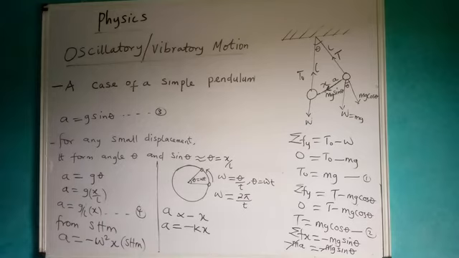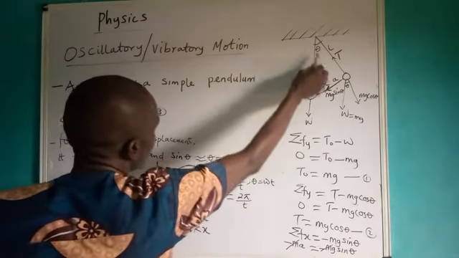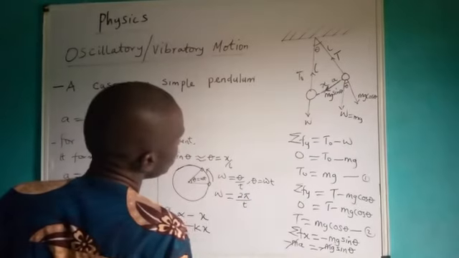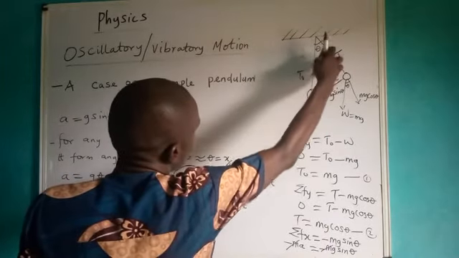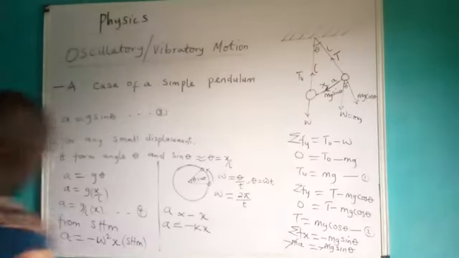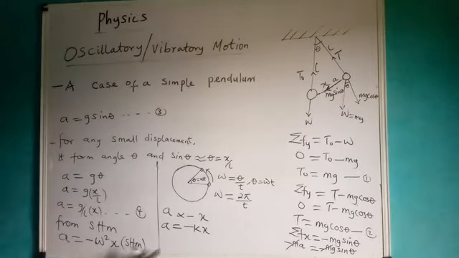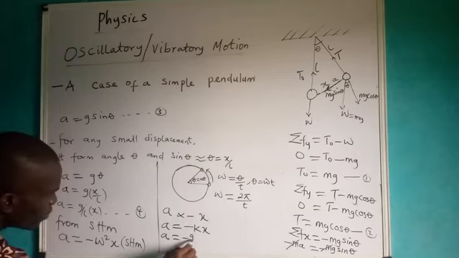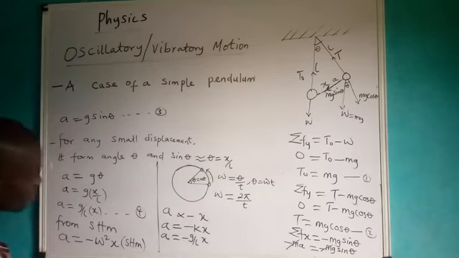Remember I told you that the only constant here is L, the length of the string. It does not change as you have a small displacement. In this case, I can now say that my a becomes minus g over L times s.